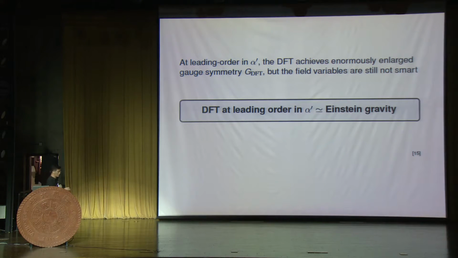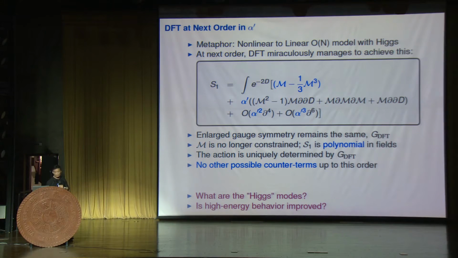So the lesson is that this double field theory, even though it has enlarged gauge symmetry, at leading order in alpha prime, is no better than Einstein gravity. What about the next order? You might think there's nothing to gain, but there's a surprise. As I said, the metaphor from the student project is that I start from a nonlinear theory, a nonlinear sigma model, which is non-renormalizable, and try to go to a linear sigma model, which has much better UV behavior.